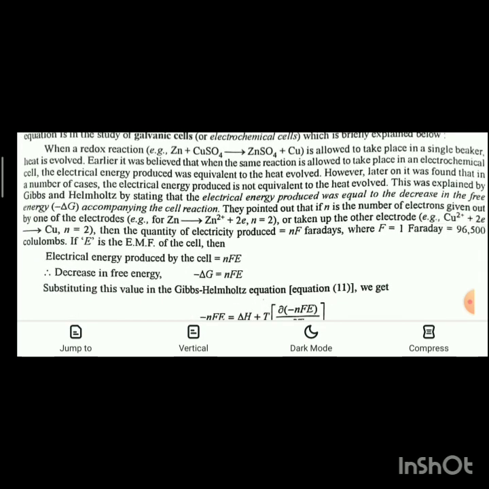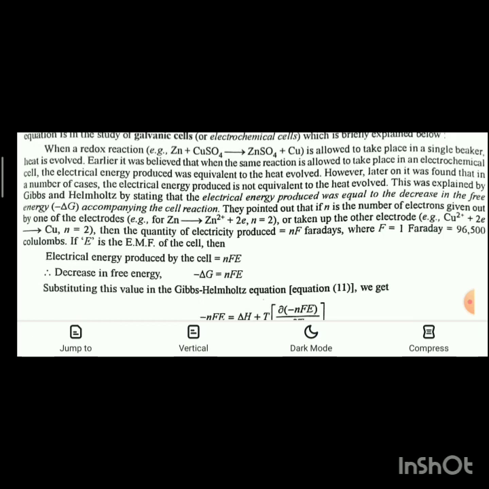When a redox reaction is allowed to take place in a single beaker, heat is evolved. Earlier, it was believed that when the same reaction is allowed to take place in an electrochemical cell, the electrical energy produced was equivalent to the heat evolved. However, later on it was found that in a number of cases, the electrical energy produced is not equivalent to the heat evolved. This was explained by Gibbs and Helmholtz by stating that the electrical energy produced was equal to the decrease in the free energy, that is minus delta G, accompanying the cell reaction.